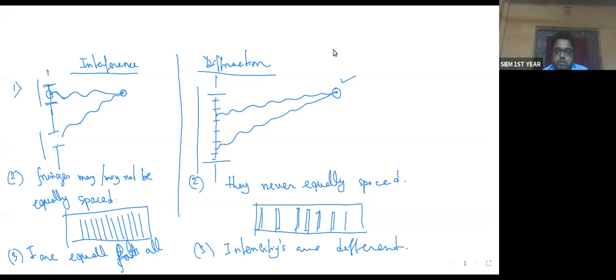Can I remove all this? Yes, sir. Okay. Now we shall learn one by one. First of all, single slit diffraction pattern. Single slit diffraction experiment.